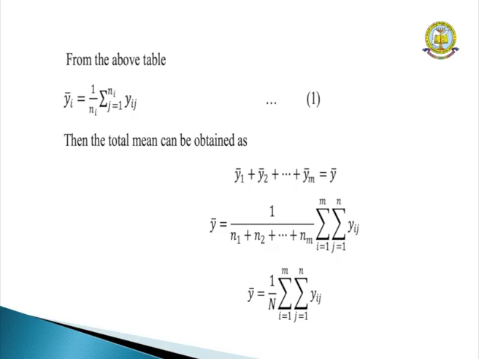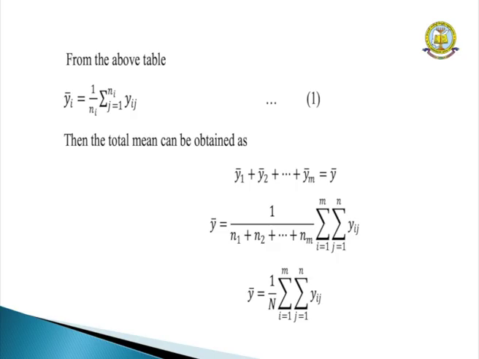How to find the y bar? The general formula is y_i bar equals 1 by n_i, summing over j from 1 to n_i of y_ij. Let us call this equation number 1. Then the total mean can be calculated by adding all the values, that is, y1 plus y2 and so on. How many rows are available with us? Total m rows are available. We add mean 1, mean 2, mean 3 and so on up to mean m, and that is the y bar value.